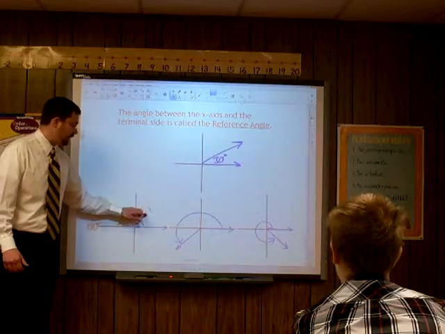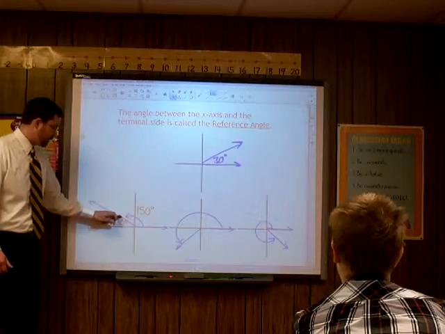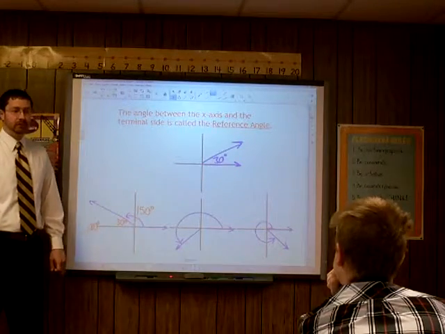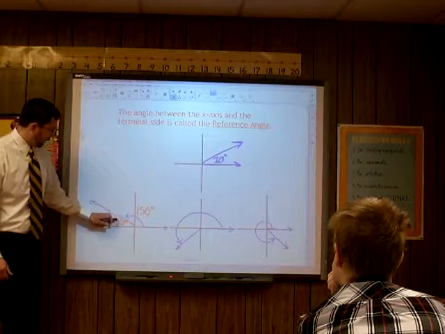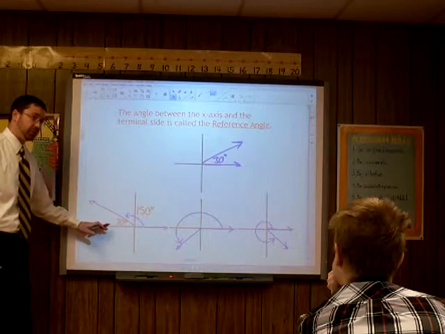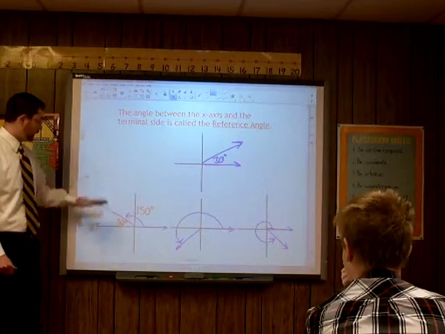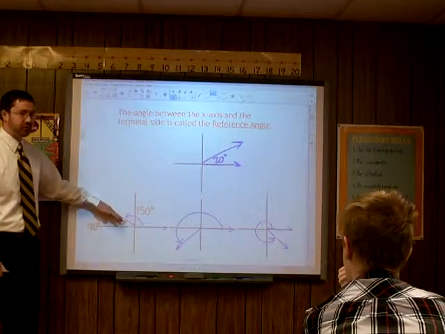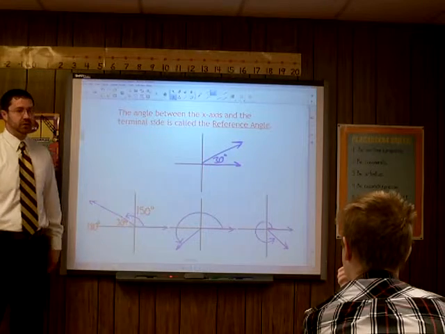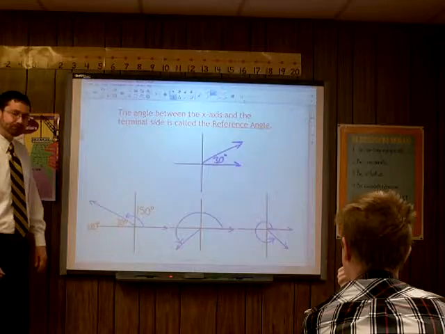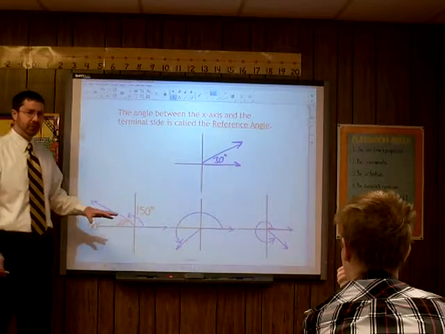A 150-degree angle gives us a reference angle of 30 degrees. That extra 30 would have taken us all the way to 180 degrees. So in the second quadrant, you're thinking, it's 180 minus the reference angle that will give us the angle that we have. Any questions on that so far?